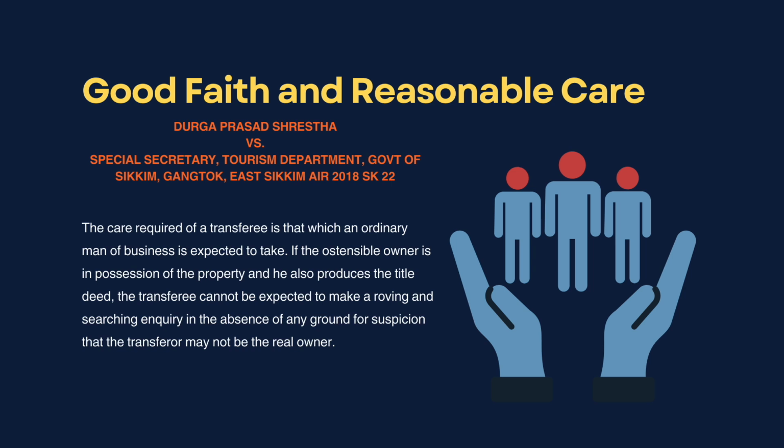If the ostensible owner is in possession of the property and he also produces the title deed, the transferee cannot be expected to make roving and searching inquiries in the absence of any ground of suspicion that the transferor may not be the real owner.